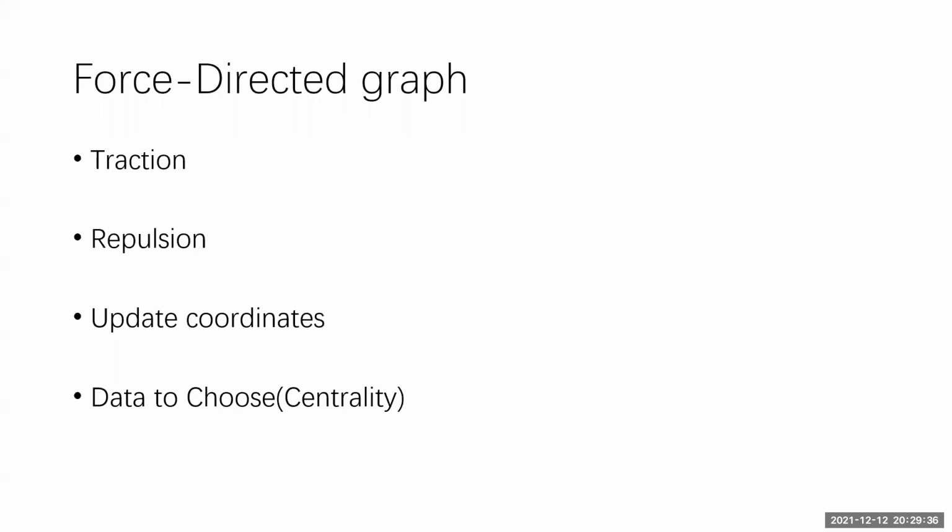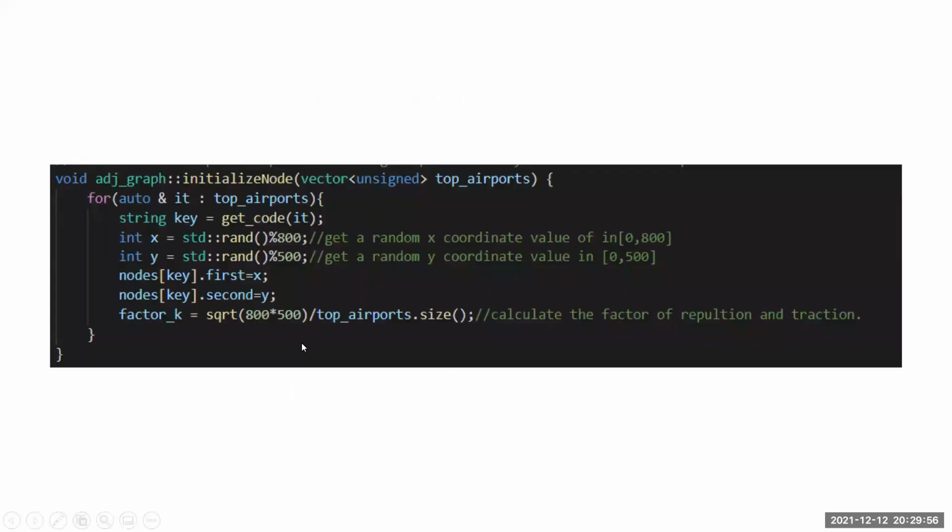Okay, I'm Ian Zhang, and let me present the idea of the force-directed graph. In order to implement this function, we made several components: traction, repulsion, update coordinates, and data to choose, and it's made of centrality. First, we are going to introduce the initialization of the nodes. We generated X and Y coordinates randomly in a canvas of 800 width and 500 height, and we store the data in a map called nodes.